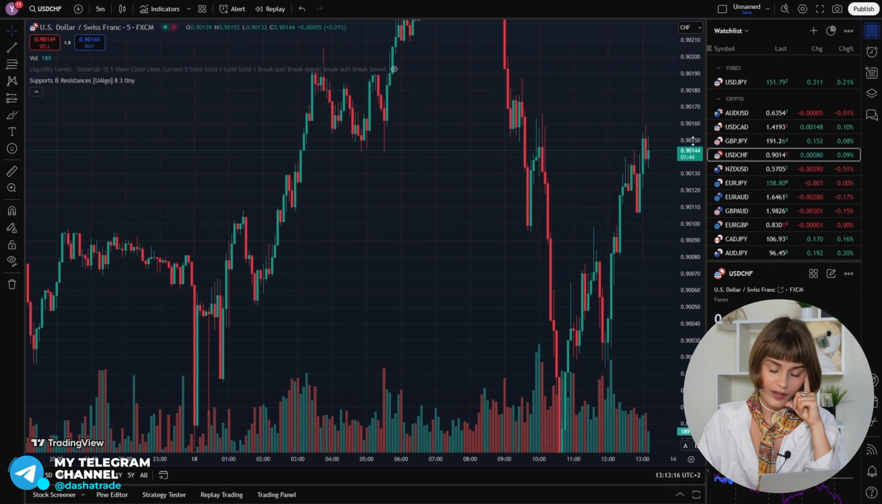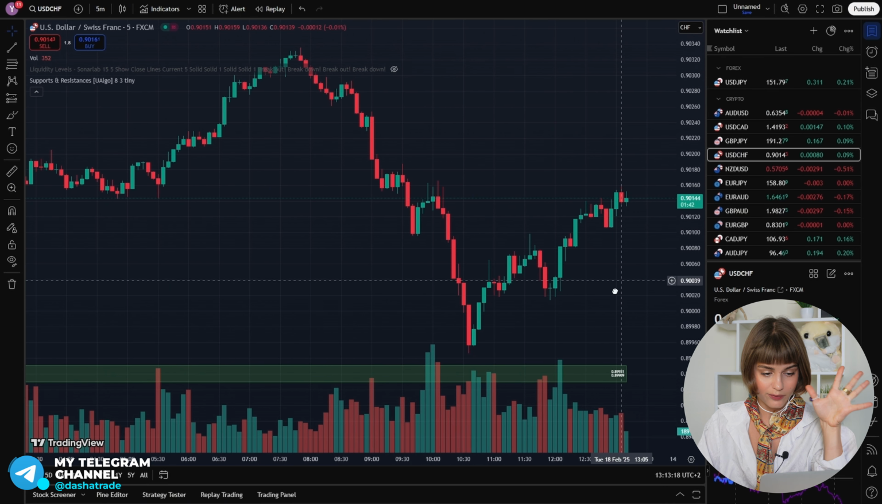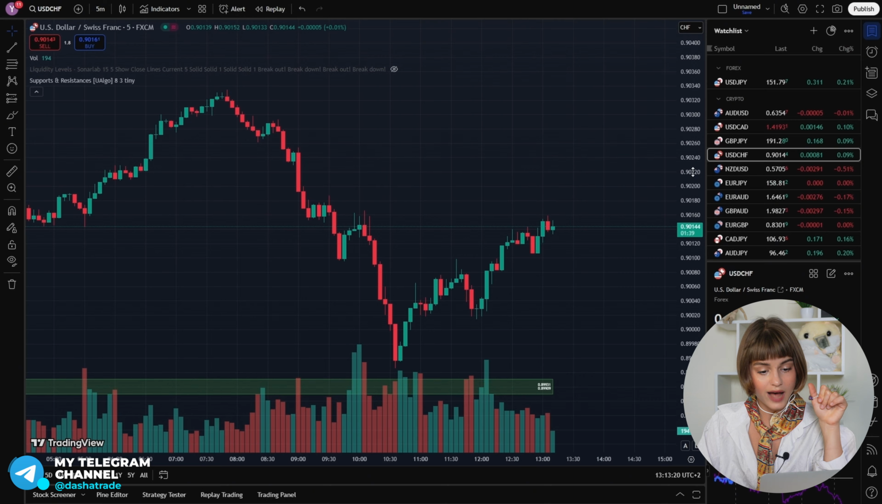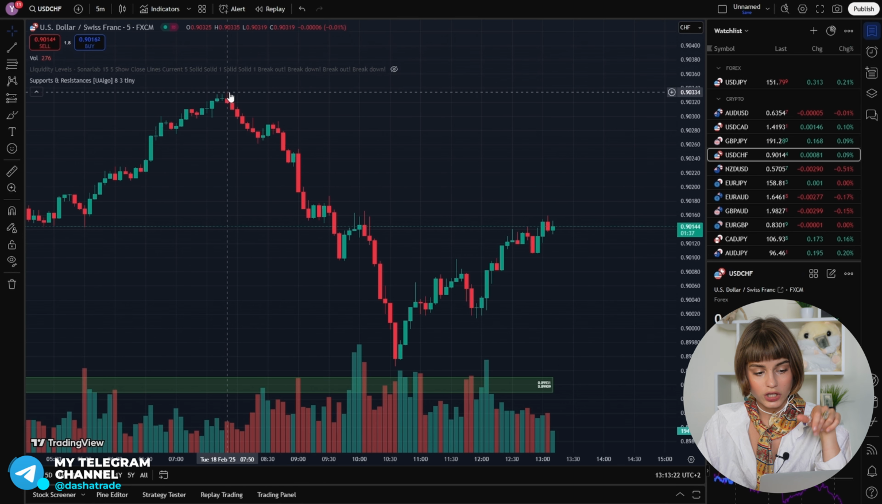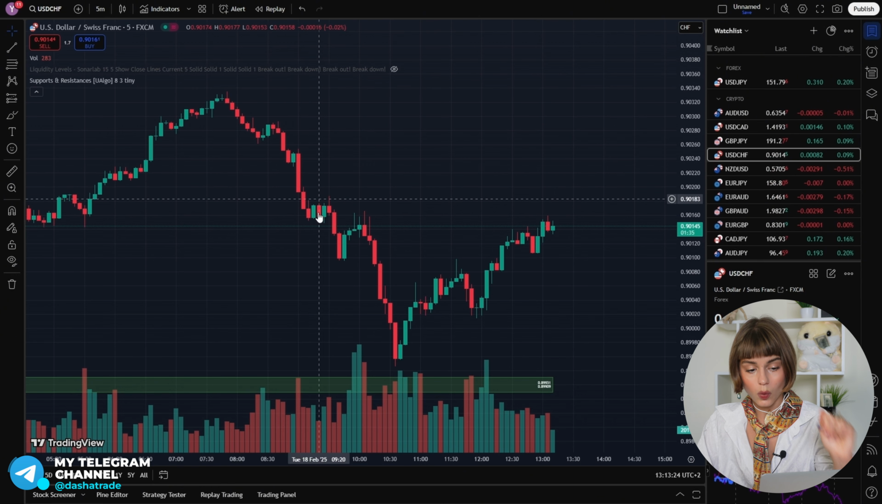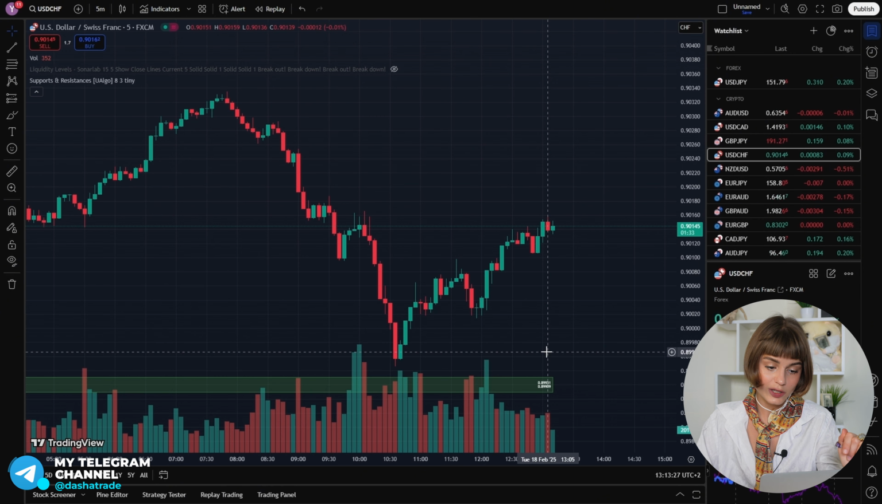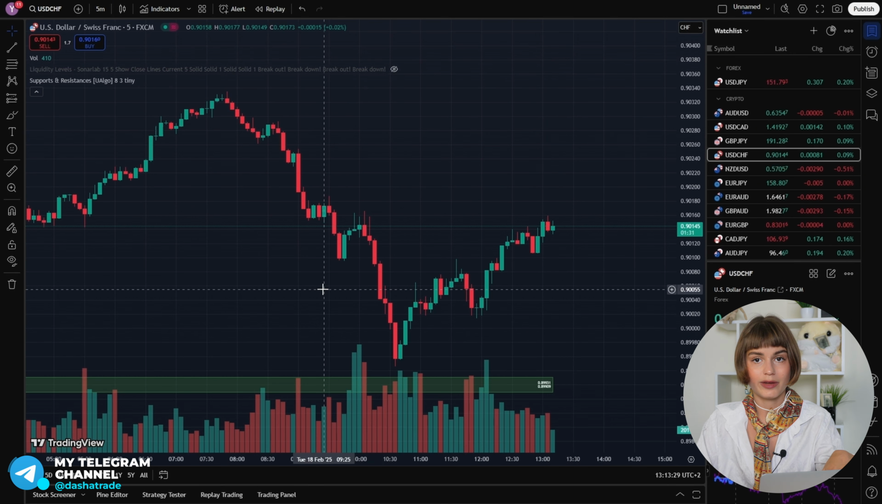Okay, I switched to 5-minute time frame, and on the 5-minute time frame, the only thing I can note is that we have a downtrend in which each maximum is lower and lower than the previous one, which indicates to me the dominance of the seller at this moment.